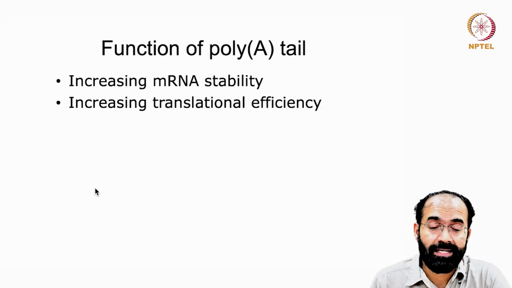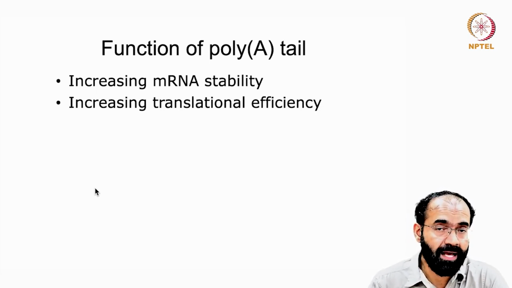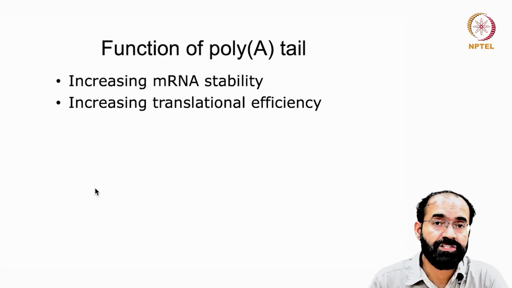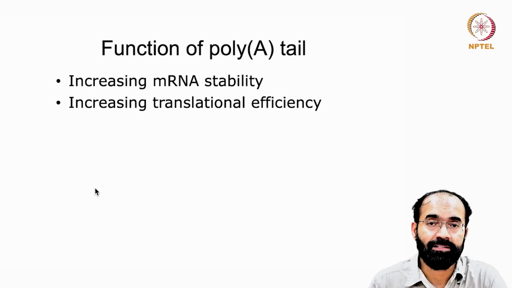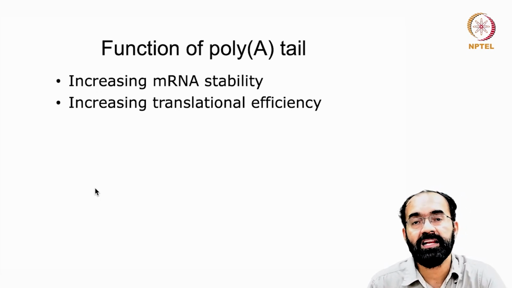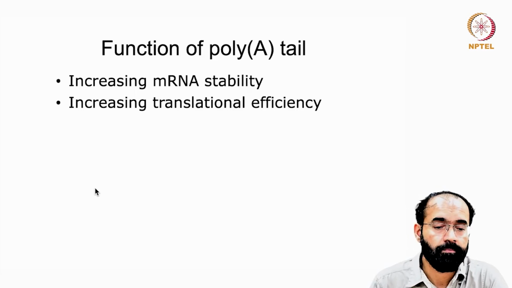So it also increases the translational efficiency. Those mRNAs that have a poly A tail are much more readily detected by the ribosomal machinery, and it will enhance the rate of production of the protein. So translational efficiency is increased, which is the purpose of the mRNA itself.